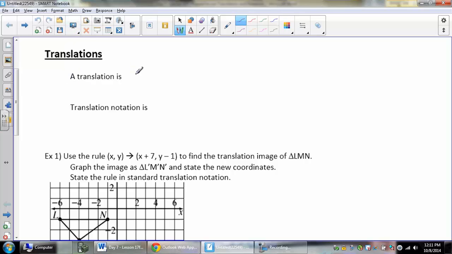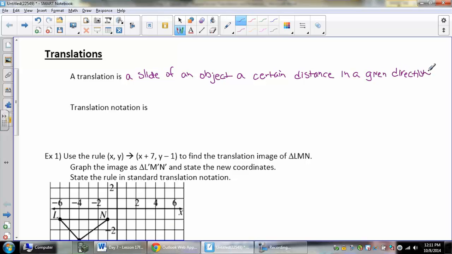So in general, right now, you should know that a translation is a slide of an object a certain distance in a given direction. Okay, and that certain distance in that given direction is your vector. Okay, and our vector kind of tells us it's down and to the right, or straight over to the right, straight up, things like that.